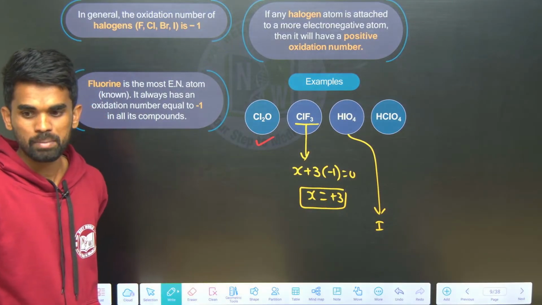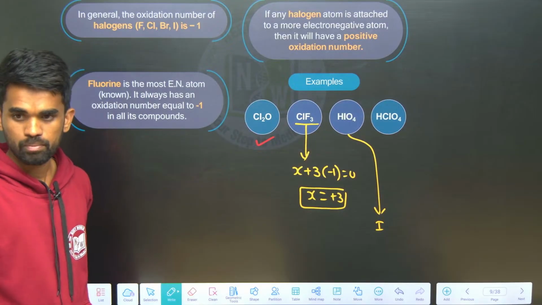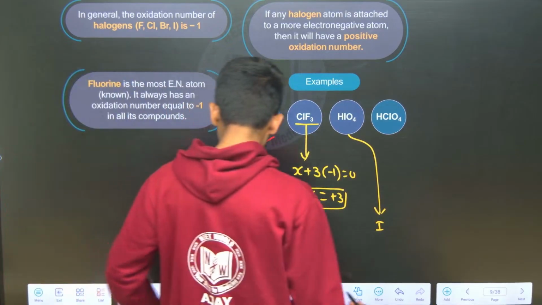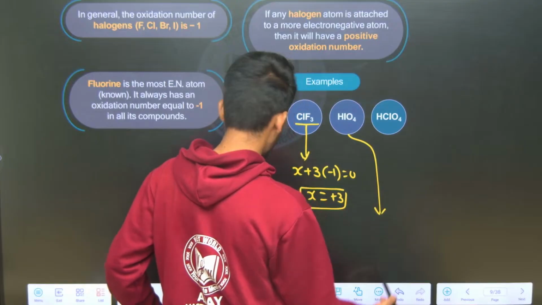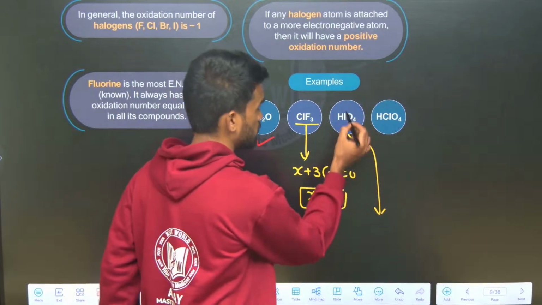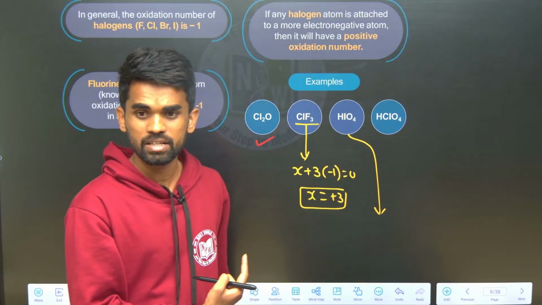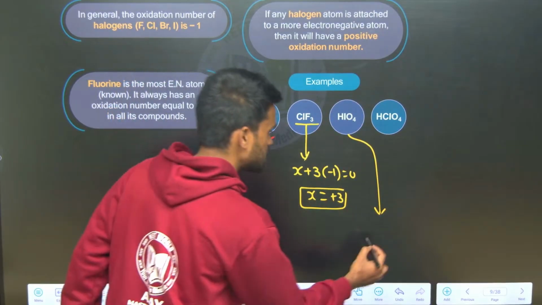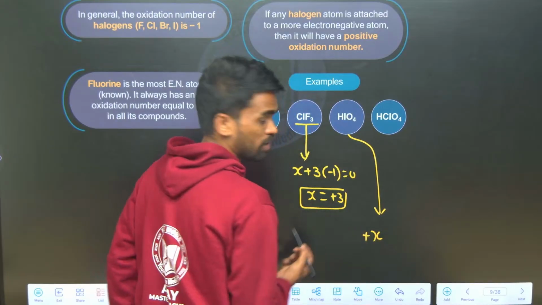Periodic acid. What is the name of that compound? Periodic acid. So how can you calculate? No, here it's oxidation. That's why find its oxidation state. Plus 7. So X will be for iodine.